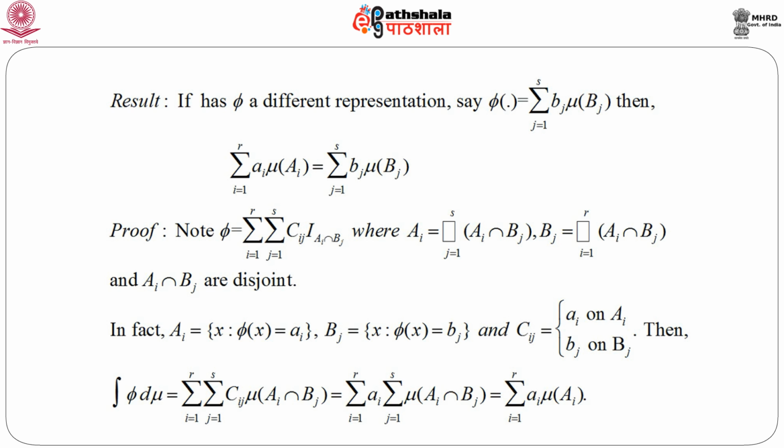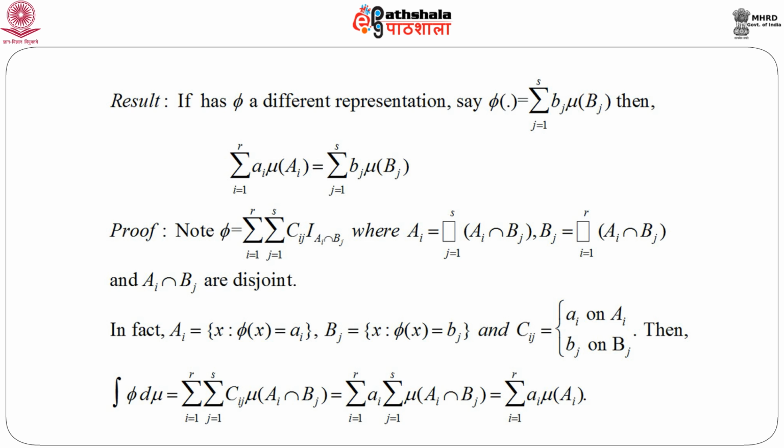We define c_ij such that phi equals the double sum c_ij times the indicator of A_i intersection B_j, where A_i can be written as the union over j equals 1 to s of A_i intersection B_j, and similarly B_j is the union over i equals 1 to r of A_i intersection B_j, and naturally the A_i intersection B_j are disjoint. In fact, A_i is nothing but the set of all x such that phi(x) equals a_i, capital B_j is the set of all x such that phi(x) equals b_j, and from here it is immediately clear that c_ij equals a_i on capital A_i and b_j on capital B_j.